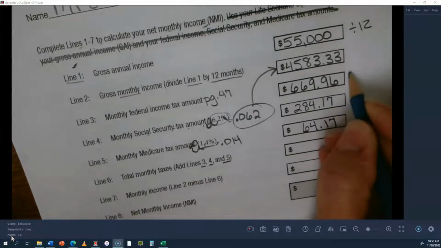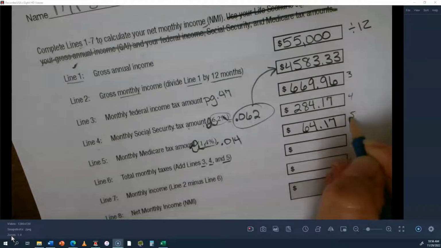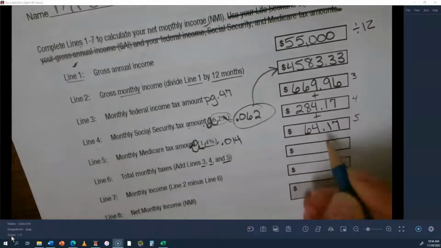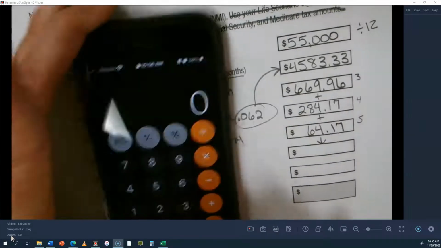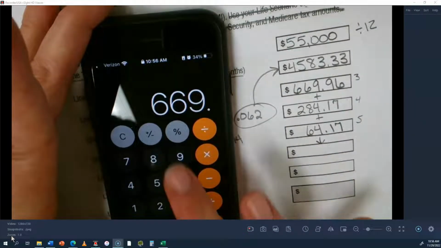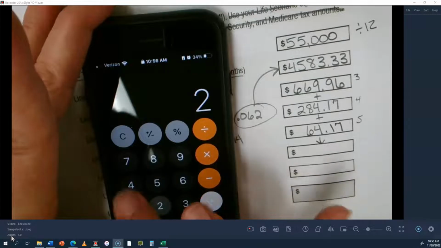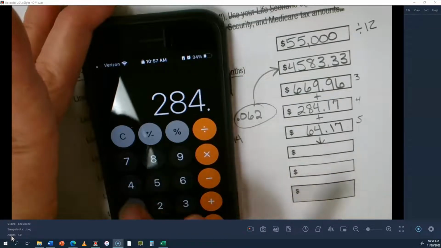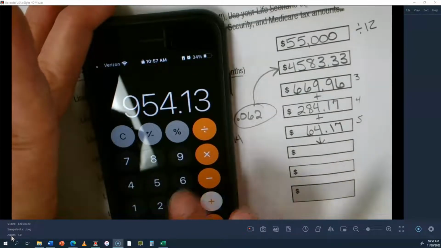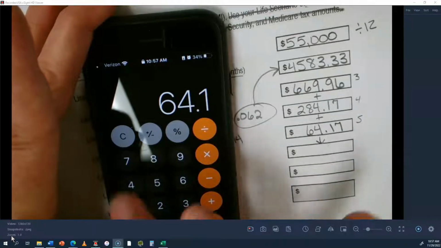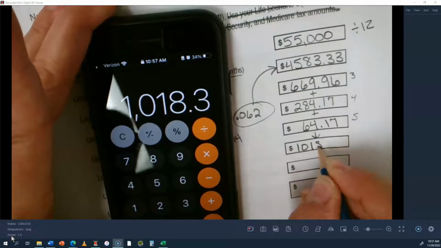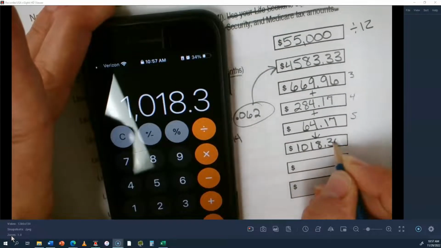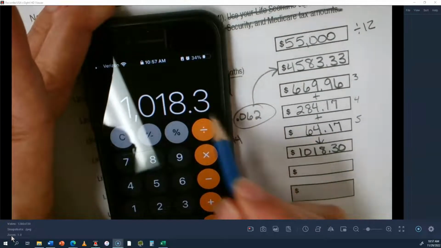So now line 6 says to add lines 3, 4, and 5. So line 3, line 4, and line 5 are going to get added together, and that number is going to go in the next box. So I've got 669.96 plus 284.17 plus 64.17, and that equals $1,018.30. I'm going to add the 0. Okay?